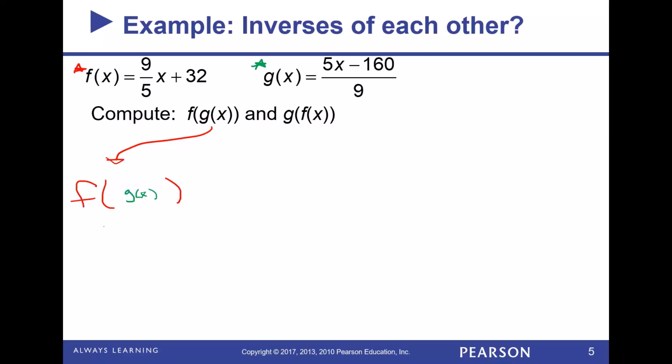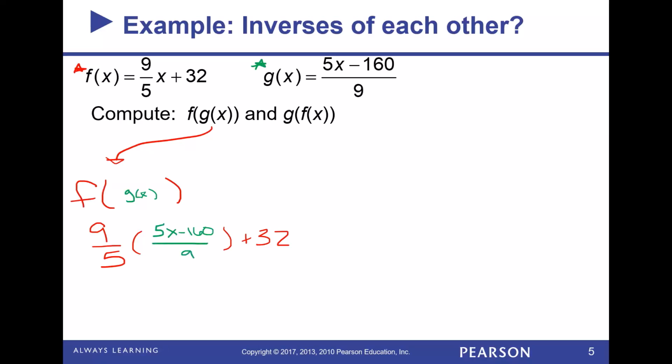Now remember, the f function itself is 9/5 x plus 32. Instead of writing x, I wrote a set of parentheses, because that's where the g function is going to be plugged in. The g function itself is 5x minus 160 all over 9. All I did was plug it in everywhere I saw x in the original f function, and then we're going to simplify.